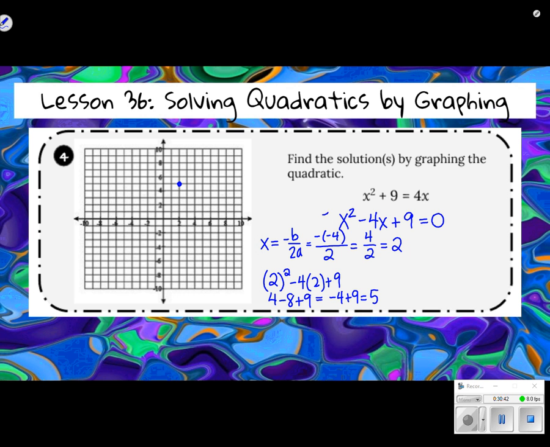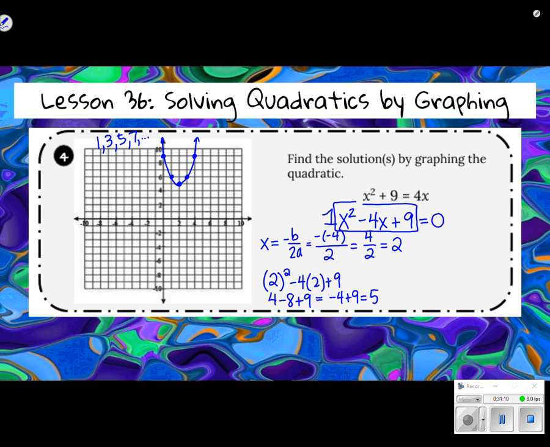My a is 1, so I can use that pattern, that 1, 3, 5, 7, etc. All the odd numbers. So I'm going to go up 1, right 1, up 3, right 1. And if you don't like that pattern idea, you can always plug in 3 into this equation. You could plug in 3, you could plug in 4, and then mirror image those points. That also works. All right, so there's my parabola.